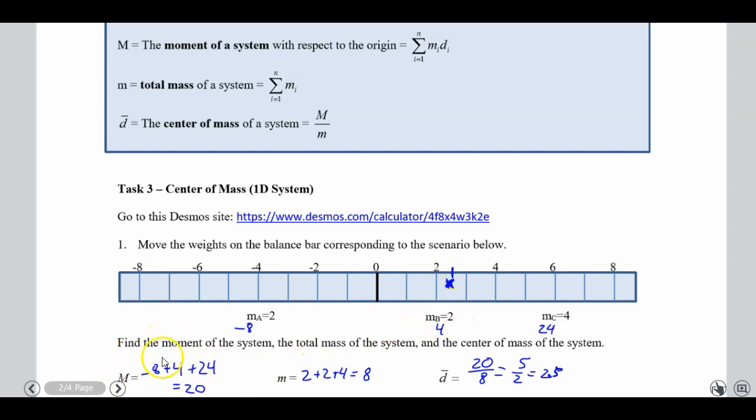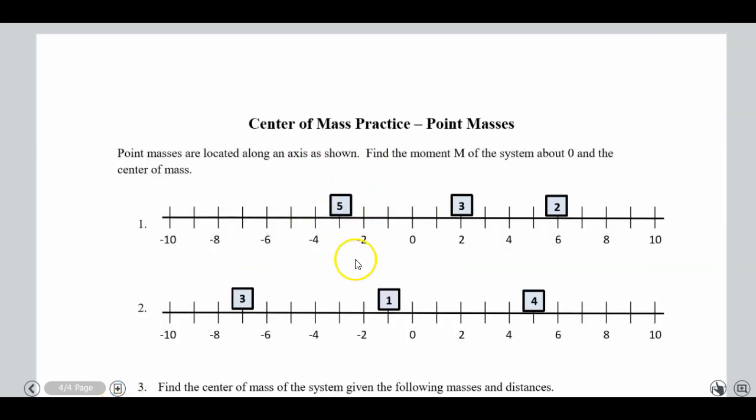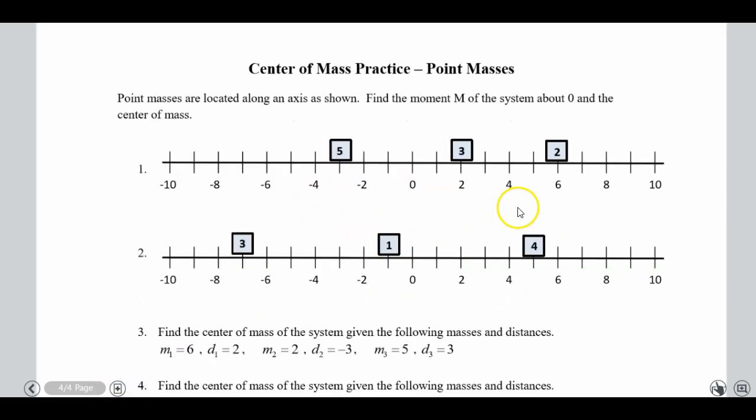In the future, like I said, we'll go ahead and look at 2D. You should go ahead and complete the worksheet and try the homework exercise at the end. This is going to be just calculating where the center of mass is, what the moments are, that sort of thing. So let me know if you have any questions.